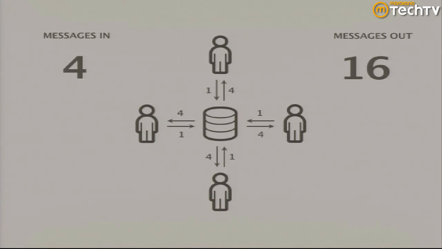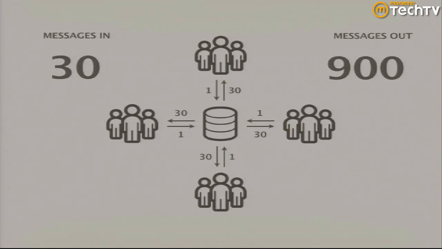So, if you haven't noticed, the messages going out are the square of the messages in. You can see 30 players, 30 messages in, 900 messages out. So it's getting pretty mental already. I mean, think about this. This isn't just one-time data being sent. This is every frame, or every update on the server at least, sending 900 updates. I mean, this is ridiculous.